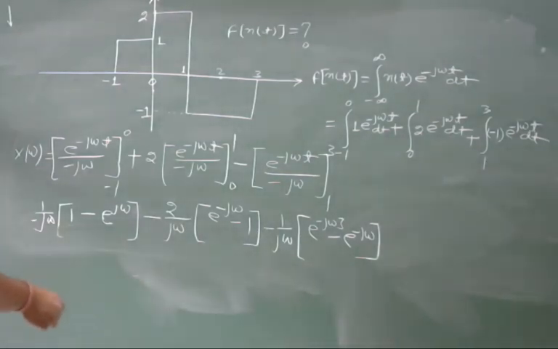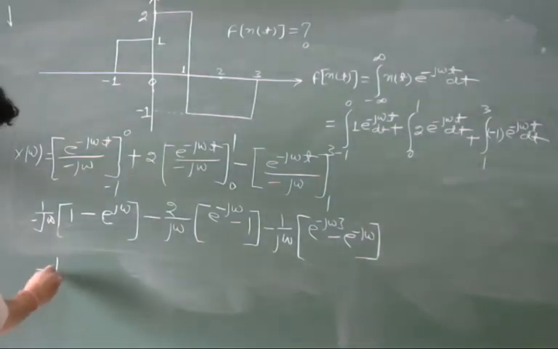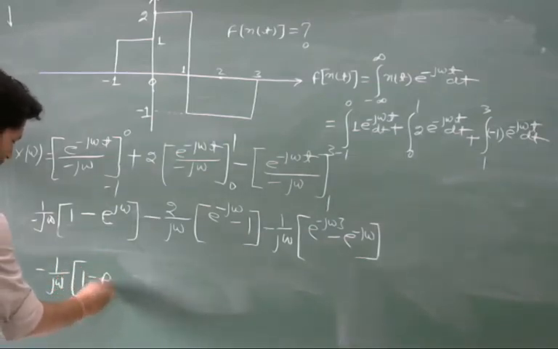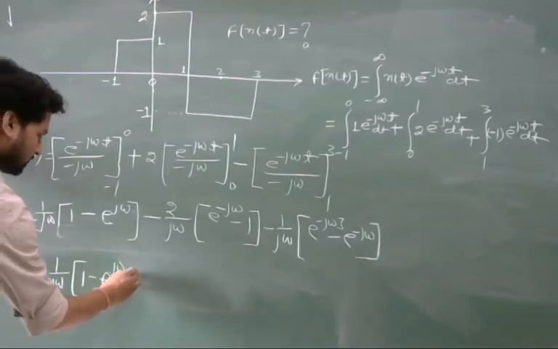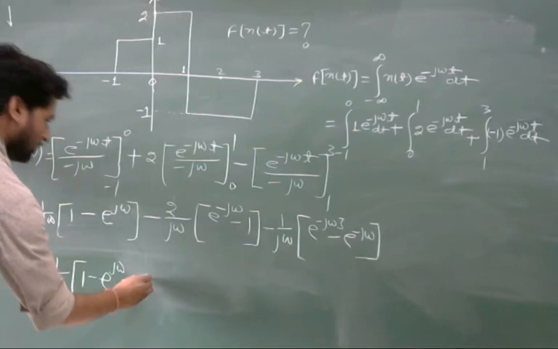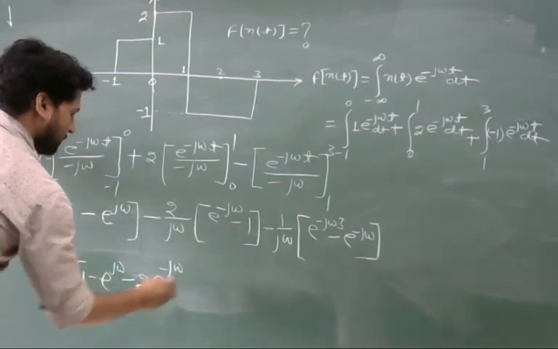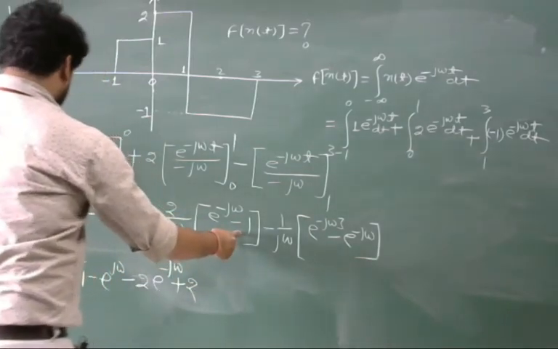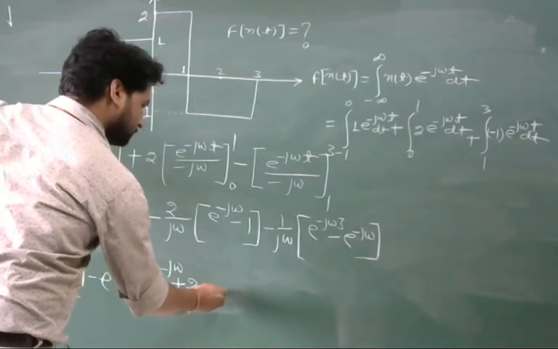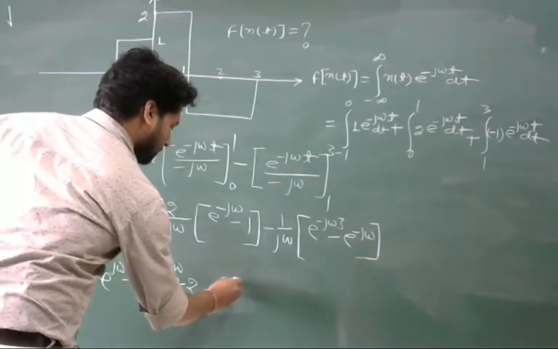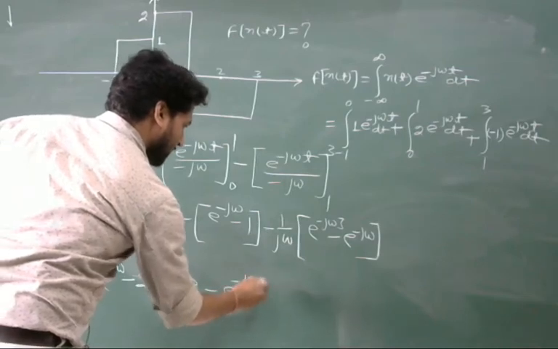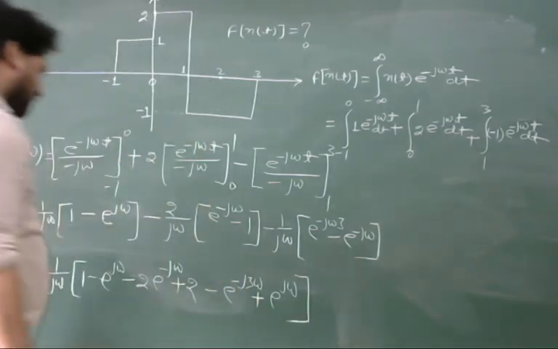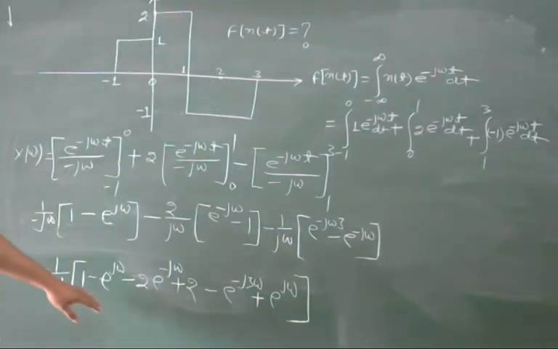Further simplify it as, take minus 1 by j omega common from all the terms. This will become 1 minus e power plus j omega, plus, this is not plus, this is minus 2 e power minus j omega plus 2, this is plus 2, minus e power minus j 3 omega plus e power plus j omega. This is what we will get after the simplification.